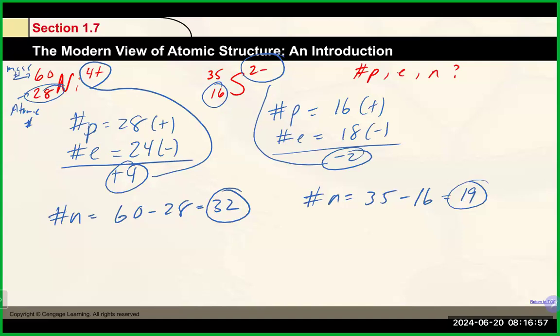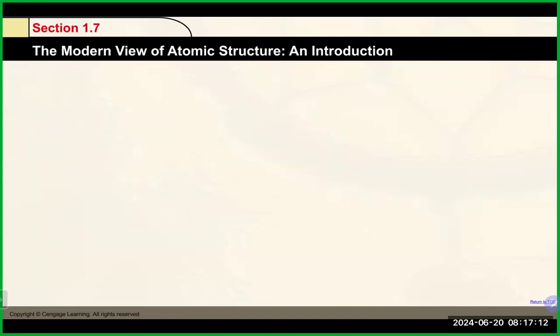Any questions on protons, electrons, neutrons with things with charges? So again, as we talked about, just the electrons change. Everything else pretty much stays the same. All right, we will kind of wrap up the rest of this chapter, I think.